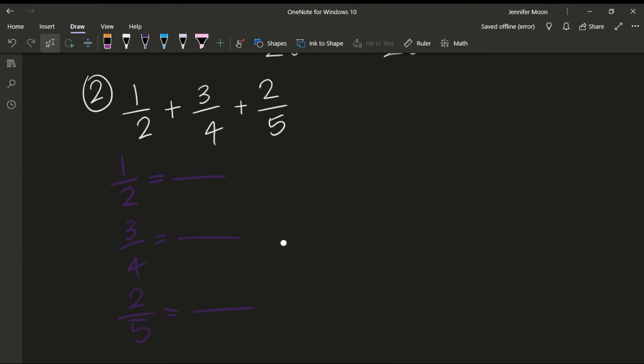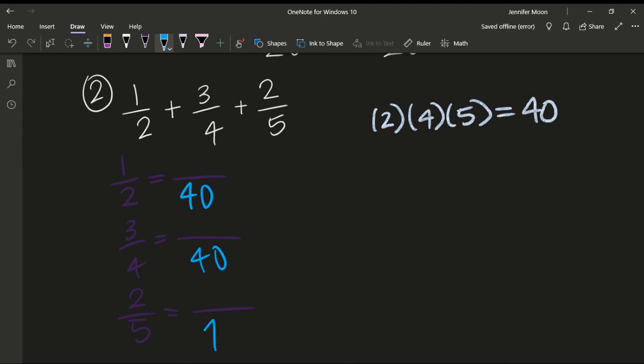What we can do is look at all of our denominators, and for our common denominator, we can multiply them together. 2 times 4 is 8. 8 times 5 is 40. That's our common denominator. If you do the least common multiple, which go ahead, try it, you're also going to get 40. So 40 is our new denominator for all of these so that we can add them.